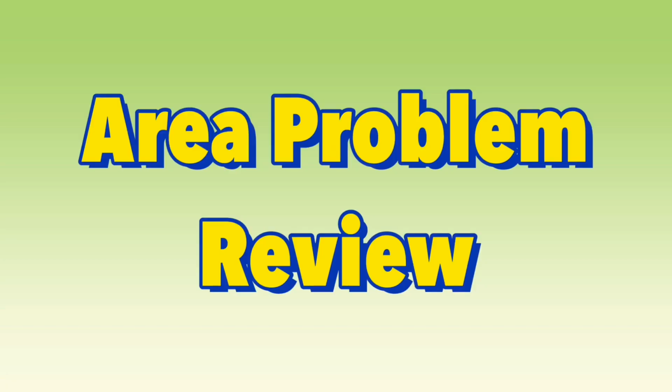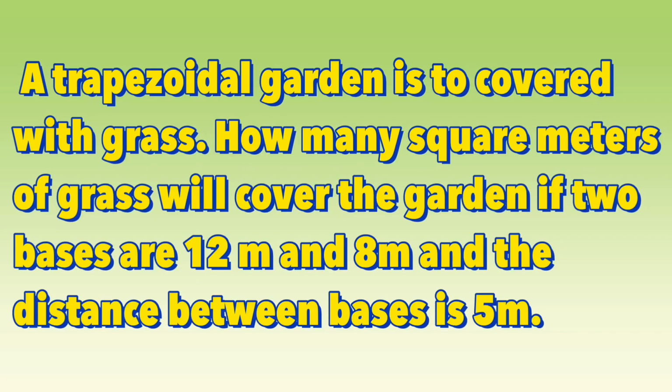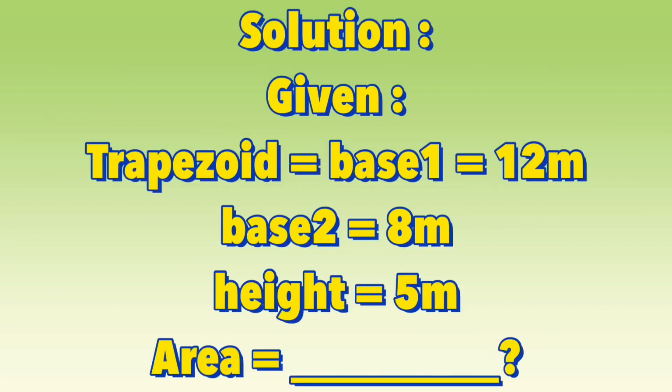Area problem review. A trapezoidal garden is to be covered with grass. How many square meters of grass will cover the garden if the two bases are 12 meters and 8 meters and the distance between the bases is 15 meters? Our solution, given trapezoid, we have base 1 is 12 meters, base 2 is equal to 8 meters, and the height is also given, 5 meters.